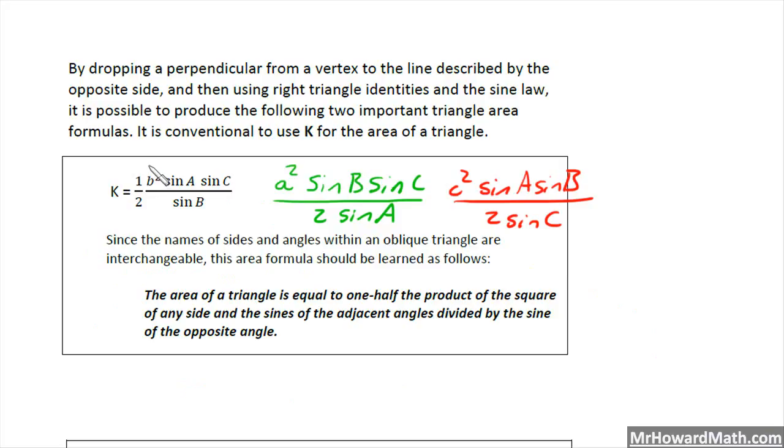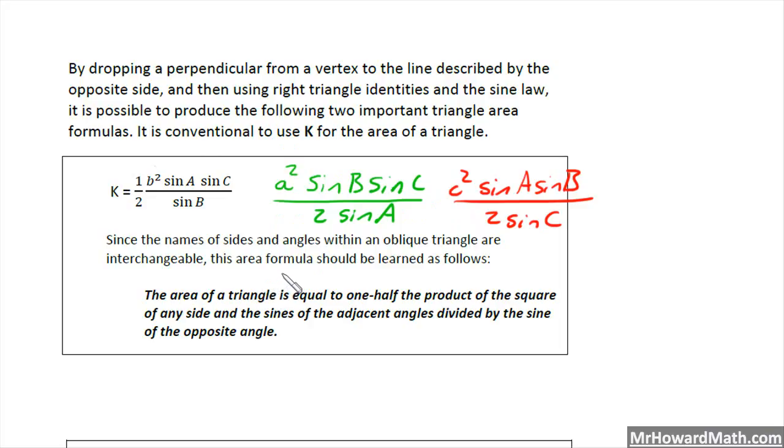If you notice the pattern, the side B is here, so angle B is down here. Sine of the other 2 angles is here. So if we're using side length B, the sine of A and C are here, and sine of that angle B is here. That's the pattern. If we're using side length A, we put sine of angle B and C up here, with 2 times sine of the angle that goes with that side on the bottom, and so forth. So that is the first area formula.